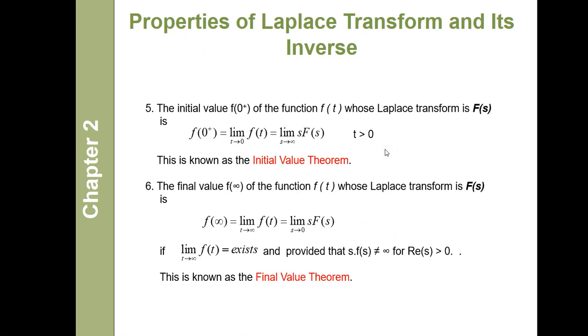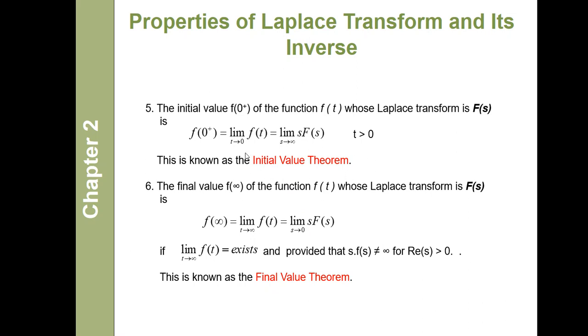Now, for property 5 and 6, these are very beneficial theorems because it will not anymore require us of going through the tedious process of inversion and then substituting the value that is appropriate for the t whenever we want its initial value or final value. So all we have to do is deal directly with the given or provided function of s. We multiply it by s and evaluate the limit of such product. If it's the initial value of the function, we evaluate the limit as s approaches infinity. If it's the final value of the function we're after, we evaluate it as s approaches 0.